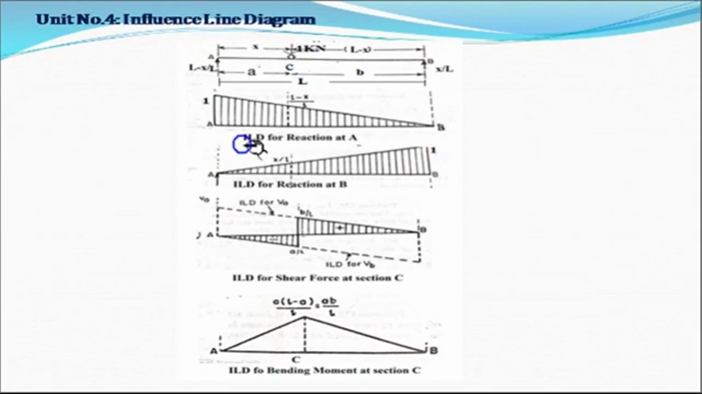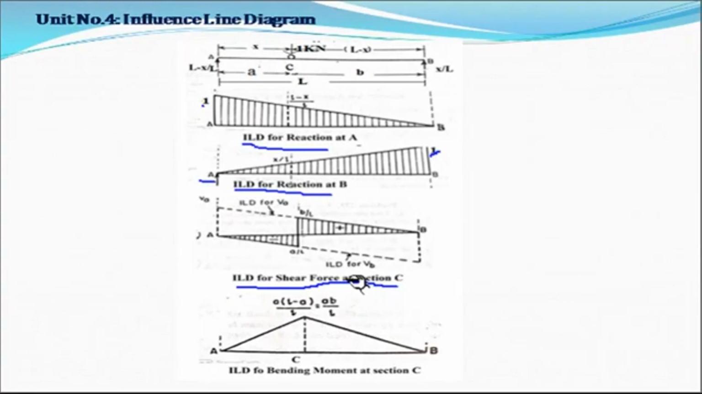Now if you see the influence line diagram for reaction at A for a simply supported beam, at support A the ordinate is 1, whereas at support B the ordinate is 0. If you see the influence line diagram for reaction at B, at support B the value of ordinate is 1, whereas at support A it is 0. Now if you see the influence line diagram for shear force at the given section, here we have named the section as C.